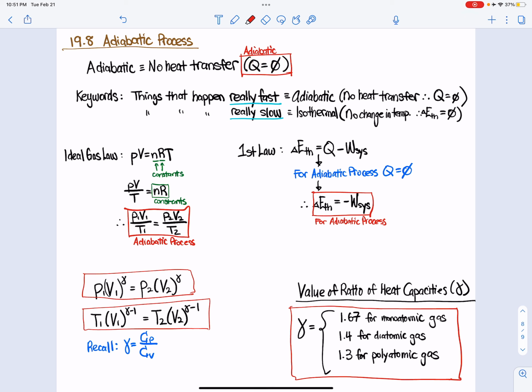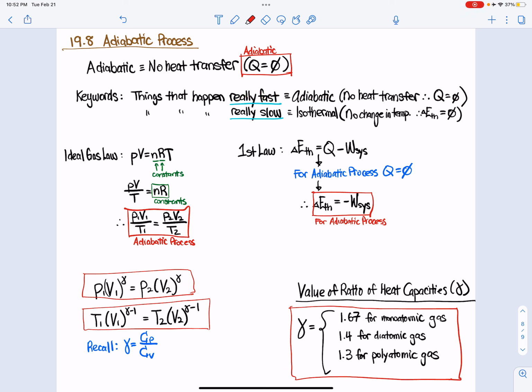Some keywords to know. In your problem, when you read that something happens really fast, that's a keyword to know that it was an adiabatic process. So there was no heat transfer and your Q is equal to 0, okay?